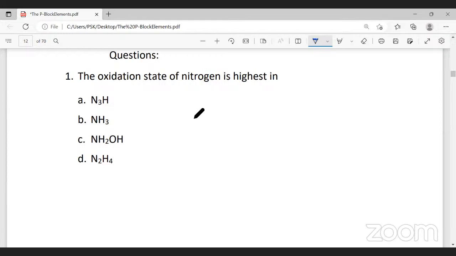Now, the oxidation state of nitrogen is highest in N3H, NH3, NH2OH, N2H4. If you take N3H as a whole, the charge is 0. Hydrogen, we know it is +1. Nitrogen, we don't know, so we'll take it as X. Since we have 3 nitrogen, we will take it as 3X. 3X plus 1 is equal to 0, so 3X will be equal to -1, or X will be equal to -1/3. The charge on nitrogen here is -1/3.